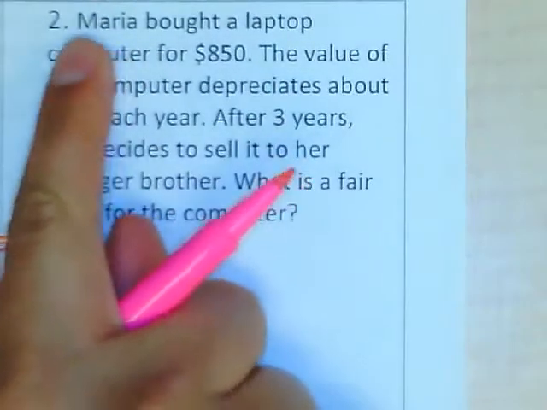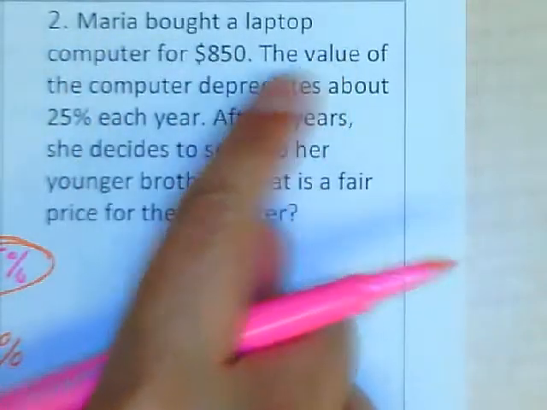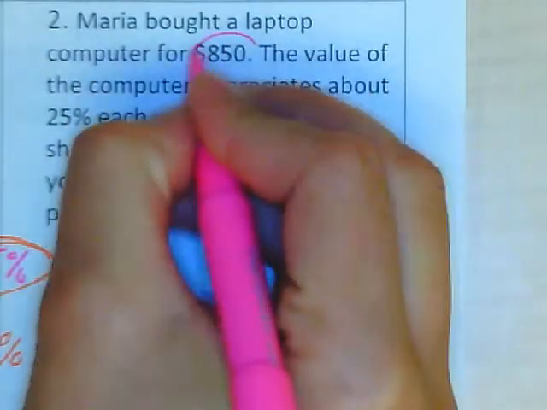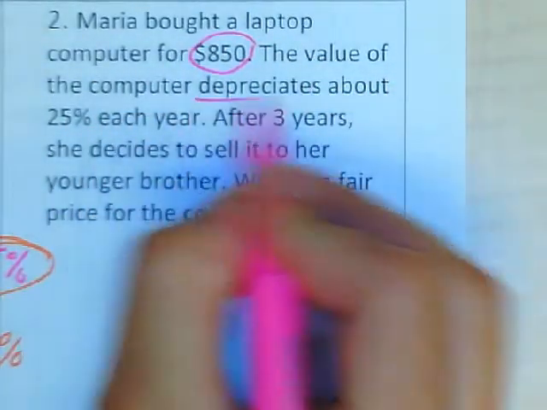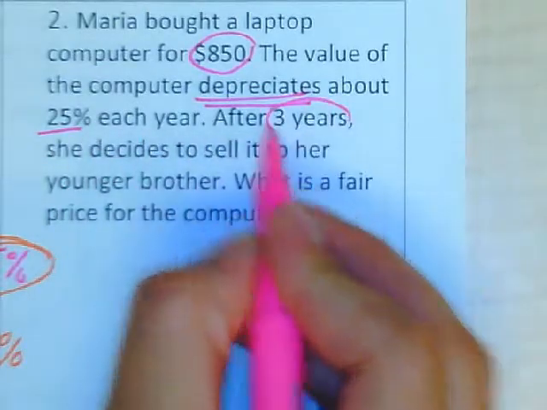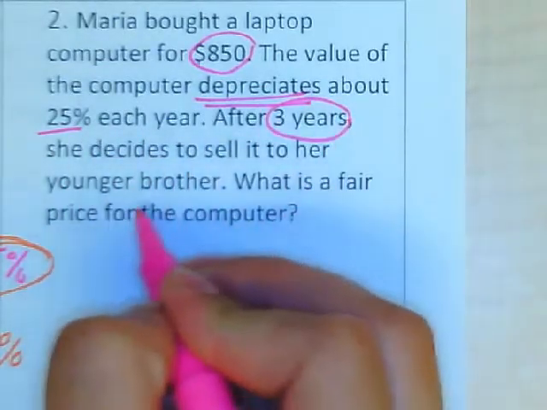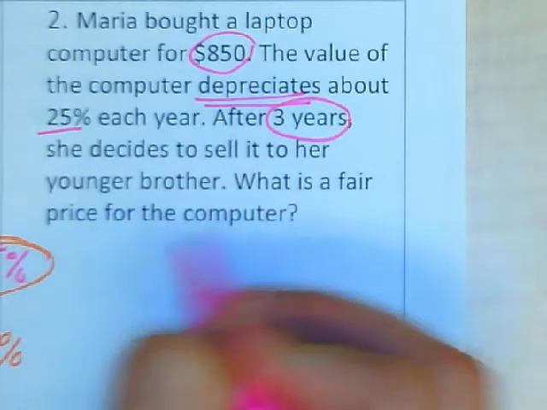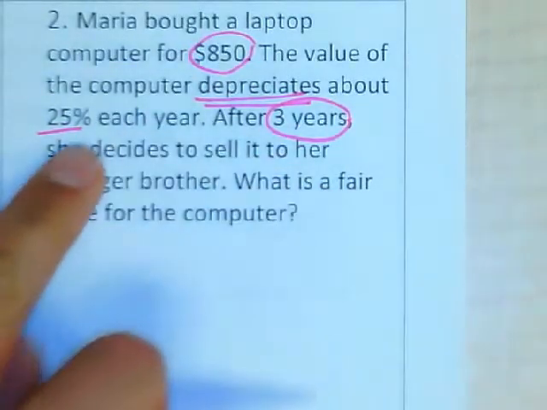Number two on that extra review sheet: Maria bought a laptop computer for $850. The value of the computer depreciates about 25% each year. After 3 years, she decides to sell it to her younger brother. What is a fair price for the computer?